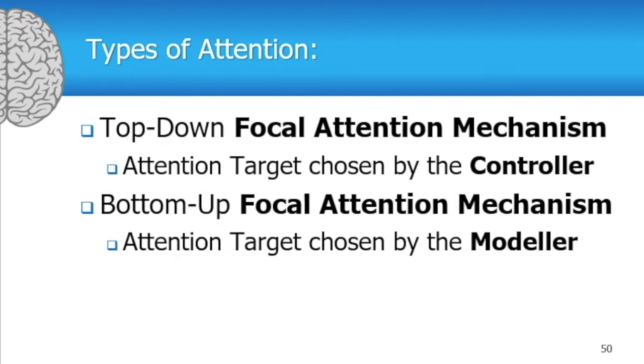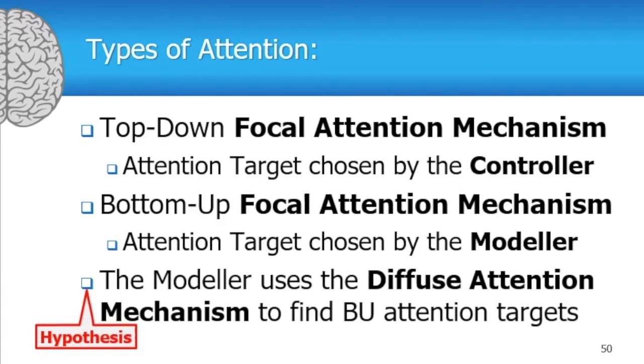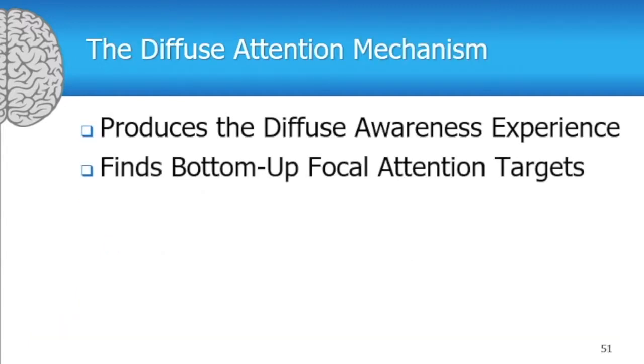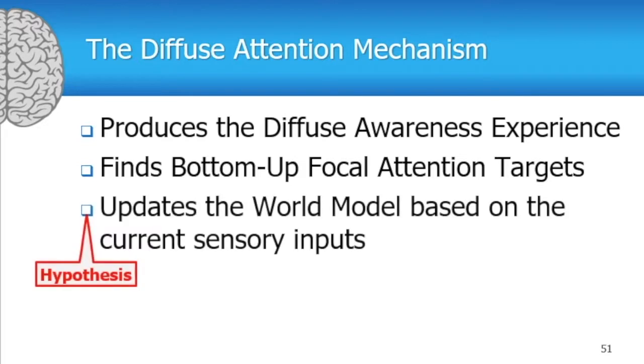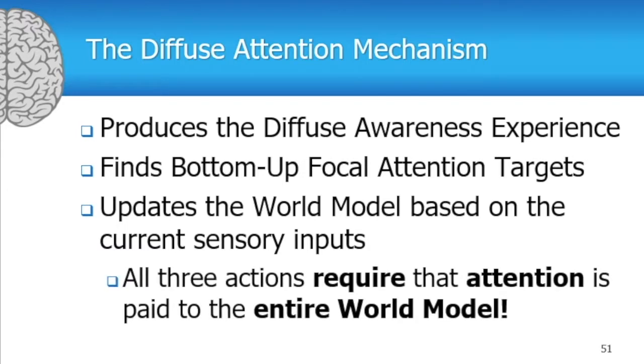Another hypothesis that I am proposing is that the modeler uses the diffuse attention mechanism to find these bottom-up attention targets. I am proposing that there is a third function that the diffuse attention mechanism must perform. Besides the two functions I've already described, the diffuse awareness mechanism would also update the world model based on the current sensory inputs. I claim that all three of these actions require that diffuse attention of some kind is directed at the entire world model, and that it's reasonable to assume that the diffuse attention mechanism is the common mechanism behind these three functions.